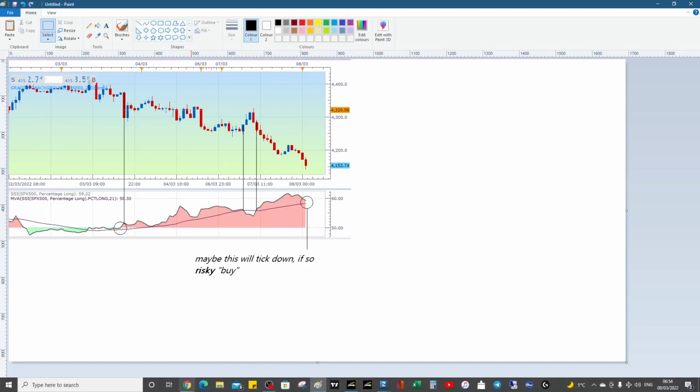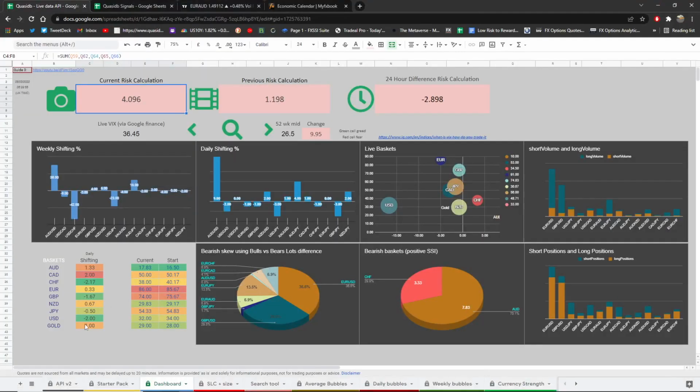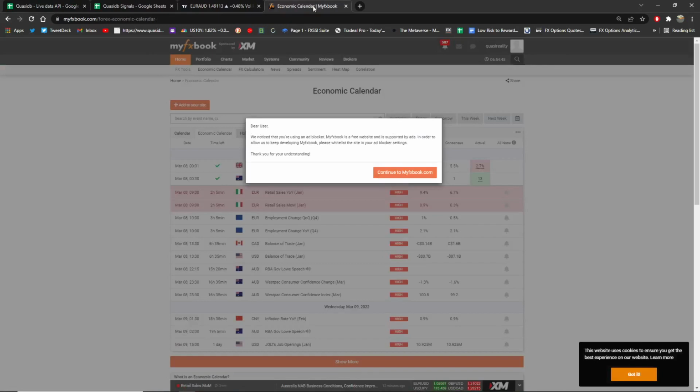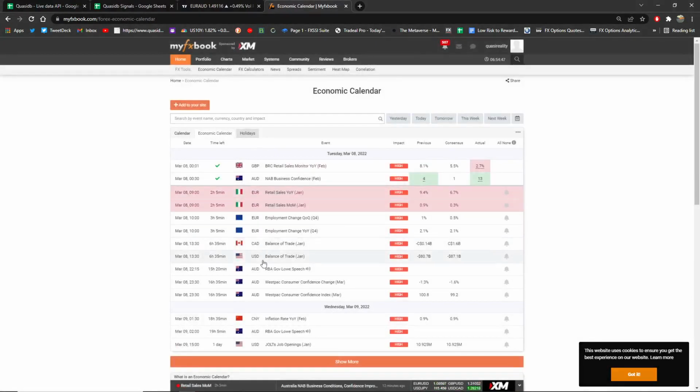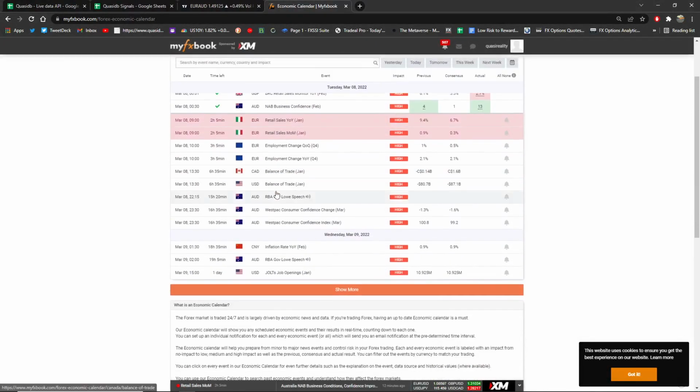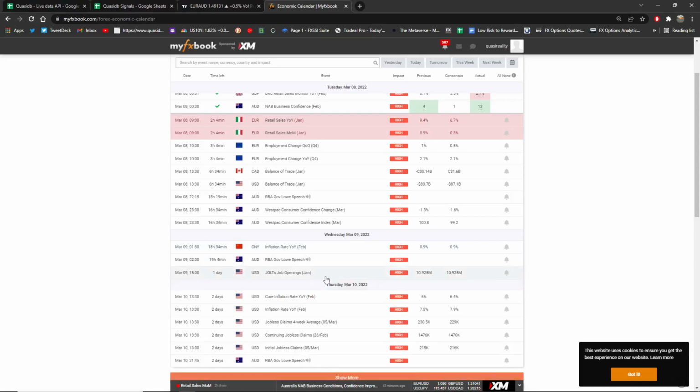So we should see a strong USD, because we're risk off. It's going to act as a safe haven. Economic calendar isn't too bad. It's quite light, which is nice. We've got some inflation data overnight from China, so that could be a mover. Could be a mover on the Aussie as well.